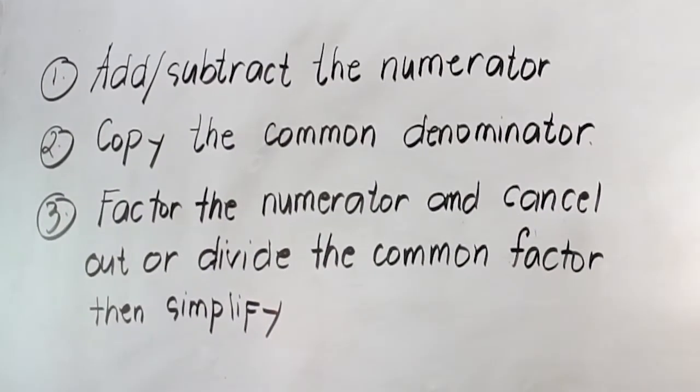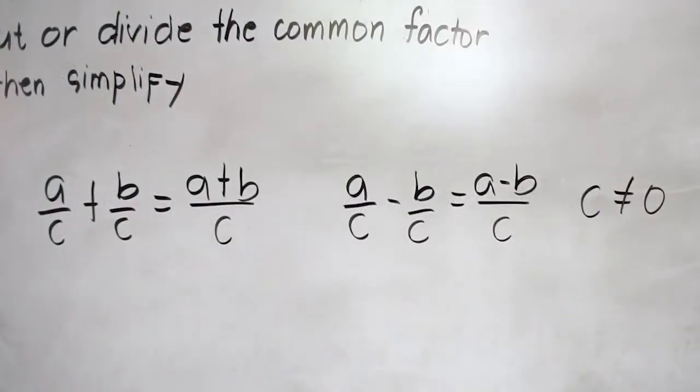First is add or subtract the numerator. Second is copy the common denominator. Next is factor the numerator and cancel out or divide the common factor, then simplify. So A over C plus B over C equals A plus B over C, and A over C minus B over C equals A minus B over C, where C is not equal to 0.